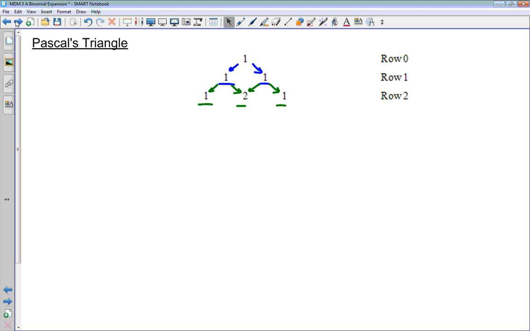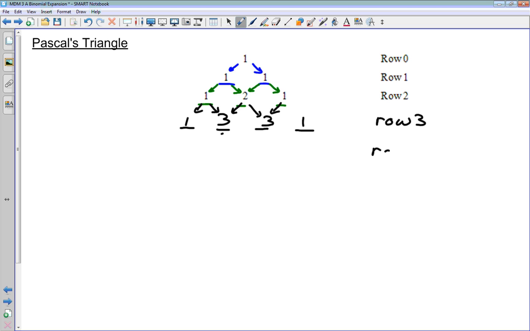So let's add a few more rows to Pascal's triangle. For row 3, we're going to have 1, 2, 3, 4 numbers. In the middle here, if I look at this place right here, 1 plus 2 gives us 3. Over here, we've got a 2 and a 1, which gives us another 3. And then on the outsides, we're just going to have 1 and 1.